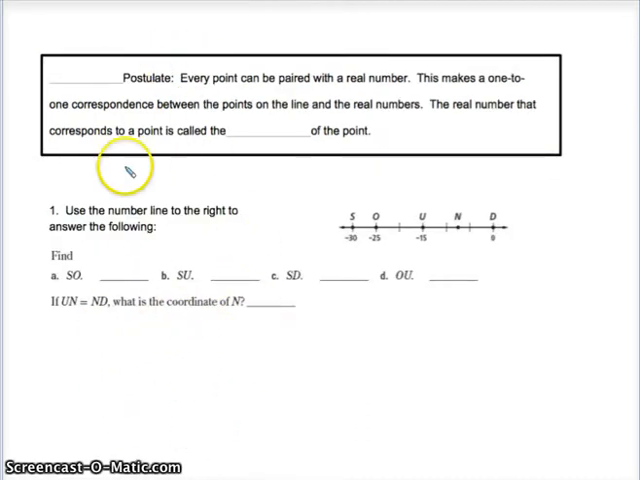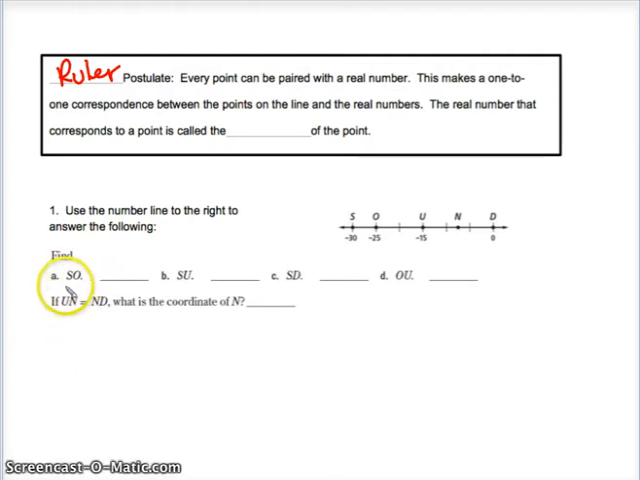Let's keep moving. Now the ruler postulate allows us to say that every point can be paired with a real number on the number line. So every point is paired with a real number, and this gives us those coordinates that we were just talking about. So if we're given some points along the number line here, we're looking at all negatives, we can find the distance between S and O. And remember, when I simply have the letters of points right next to each other, that means the distance between.